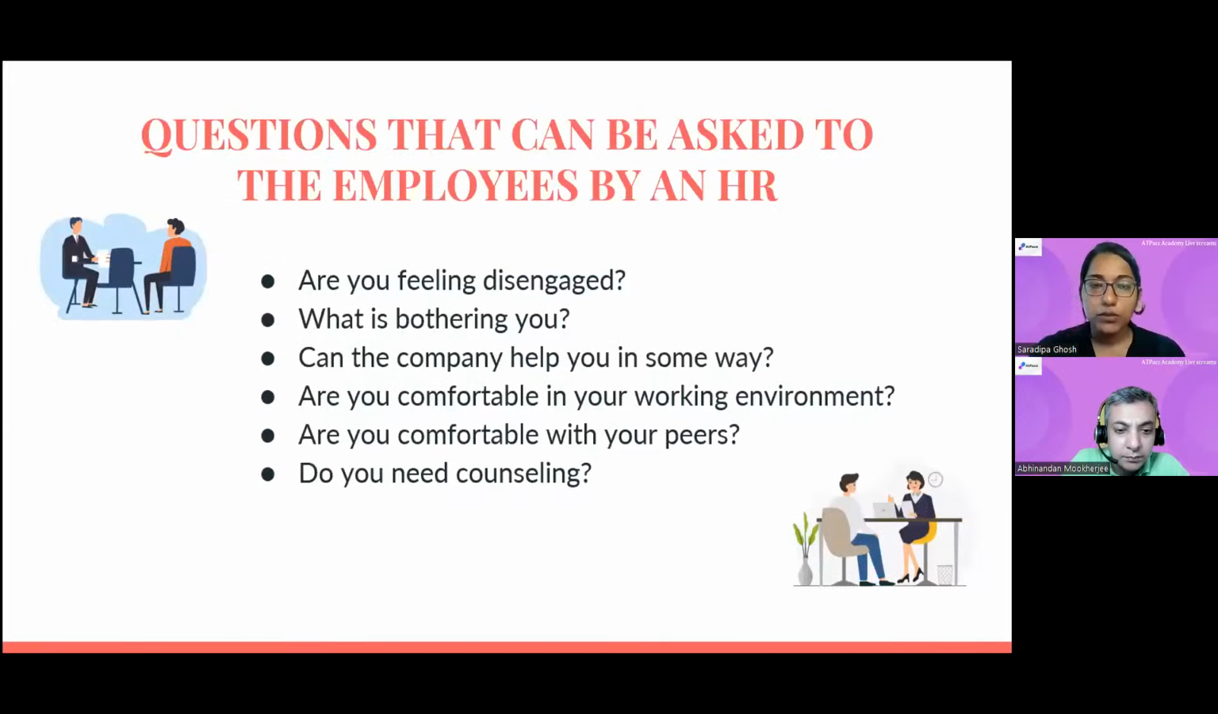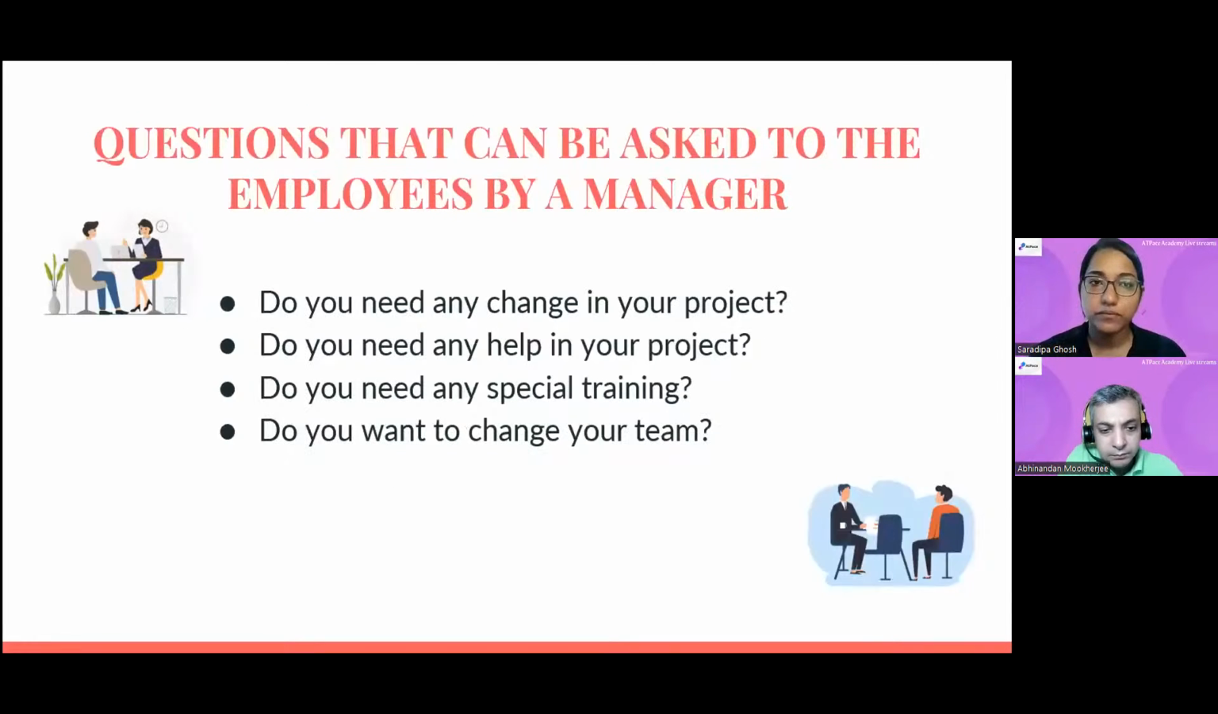So, questions that can be asked to the employees by an HR. If an employee is performing low, these are the questions as an HR you can ask, like, are you feeling disengaged? As an HR, we need to look at employee engagement, so this can be a question. What's bothering you? Can the company help you in any way? Or are you comfortable in your working environment? Are you comfortable with your peers? Counseling is a major part now, so you can ask them if they need any counseling.